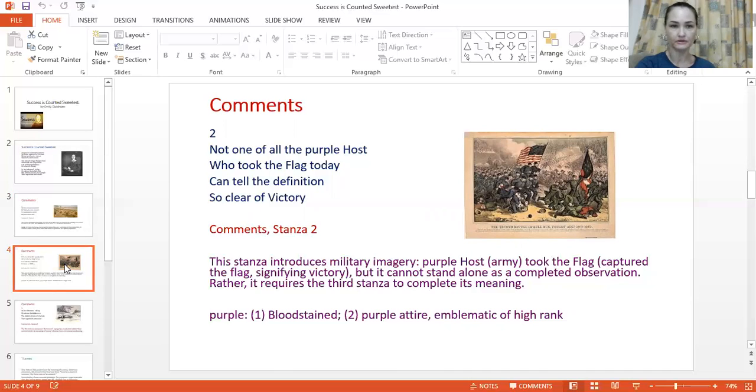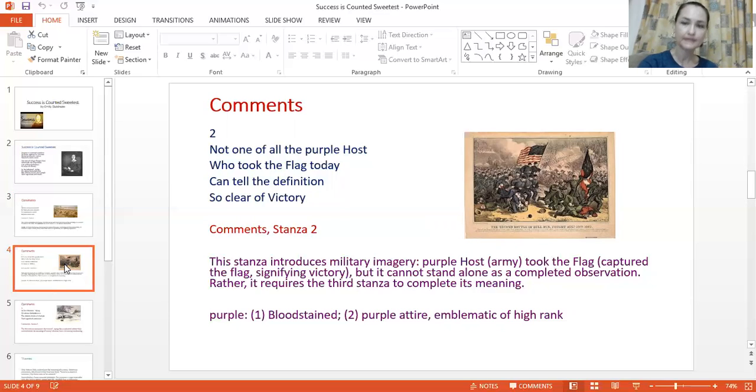So not one of all the purple hosts who took the flag today can tell the definition so clear of victory. Although they won the battle, they're celebrating their success. But can even one of them tell the definition so clear of victory? No. According to Emily Dickinson, they're unable to do that. They're unable to appreciate their success and their victory. They cannot understand the definition of this victory clearly. And please pay attention to the word so clear, because it will appear again in the last stanza. And I want you to draw a parallel here.